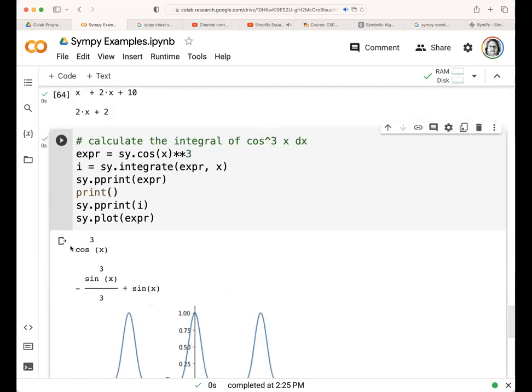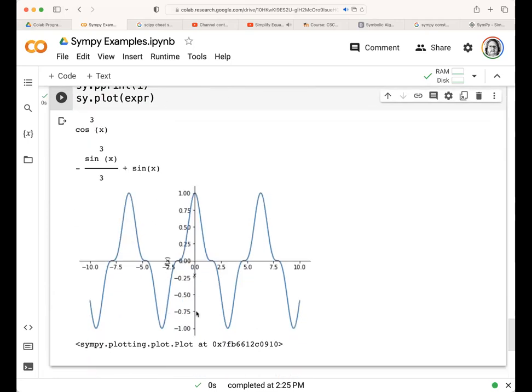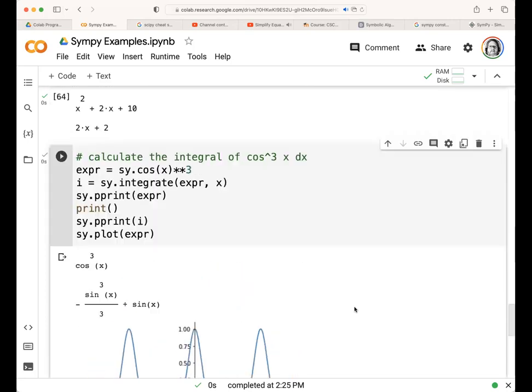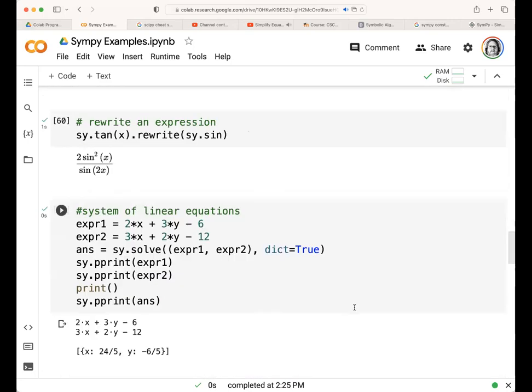So here's our problem, the cosine of x cubed. The integral of that is going to be negative sine cubed of x over 3 plus sine of x. And here's the chart that we created from that, which is pretty interesting. So this is a powerful tool.